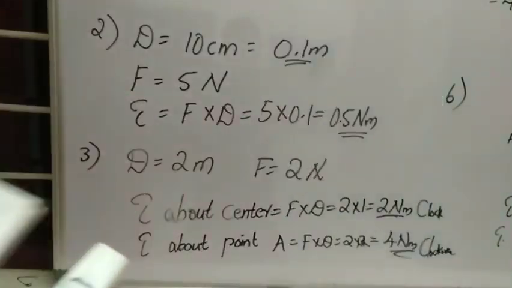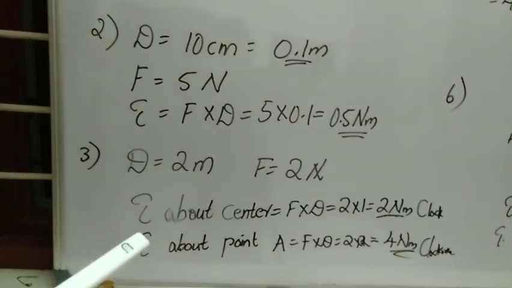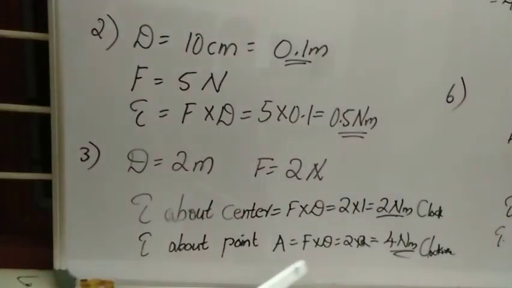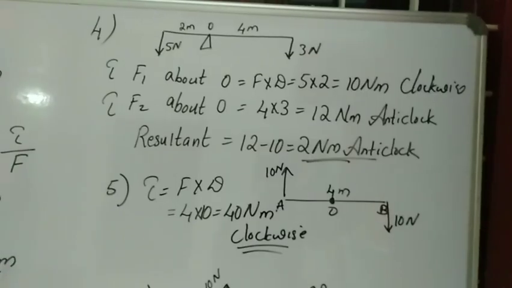It is clockwise direction. Second sub question is calculate the moment of force about the point A. Point A is at the extreme end. From here to A, that is the full length we have to take. So we can take force into distance, that is 2 into 2. You will get 4 Newton meter clockwise.